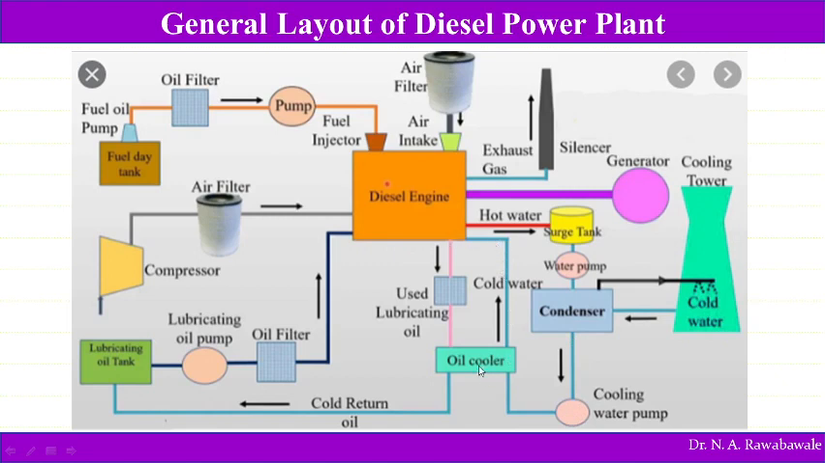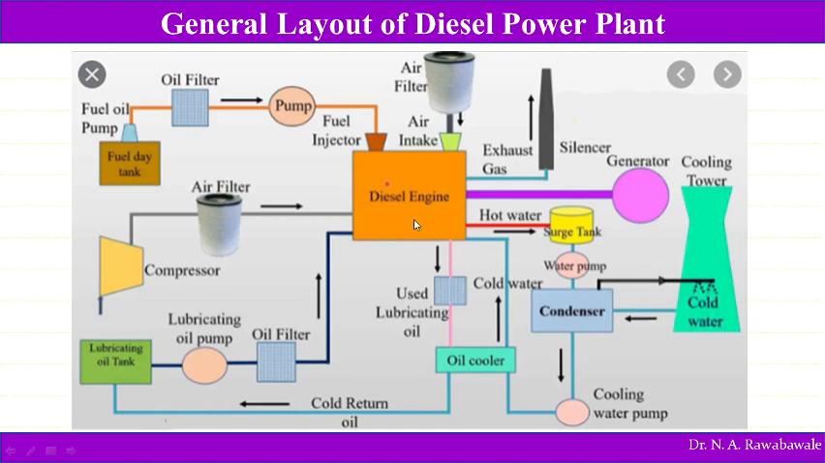Another aspect of the diesel engine plant is that lubrication is one of the requirements of a diesel engine. In order to have proper functioning of the diesel engine, lubricant is circulated. This is the lubricating oil tank, from which a lubricating oil pump supplies the oil, passing it through the oil filter, and this lubricating oil enters the diesel engine for the various parts.